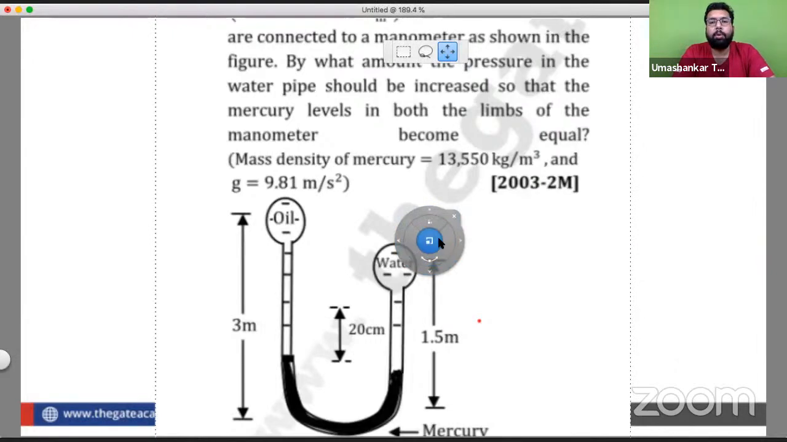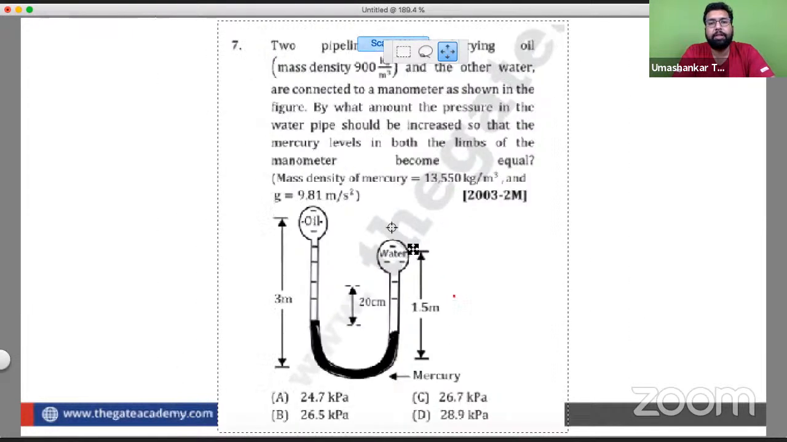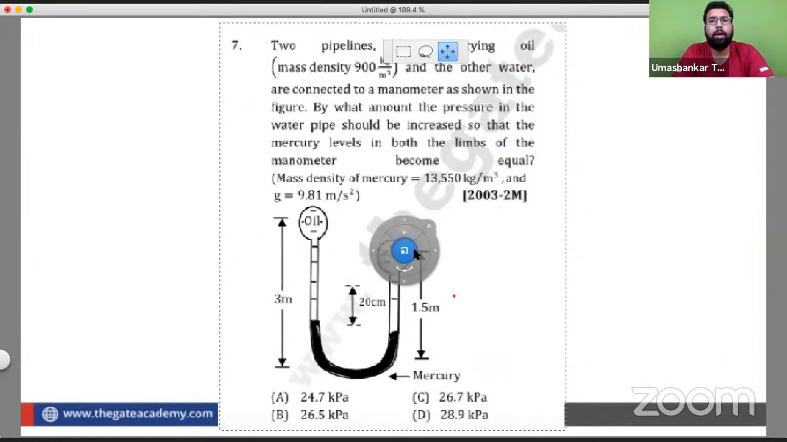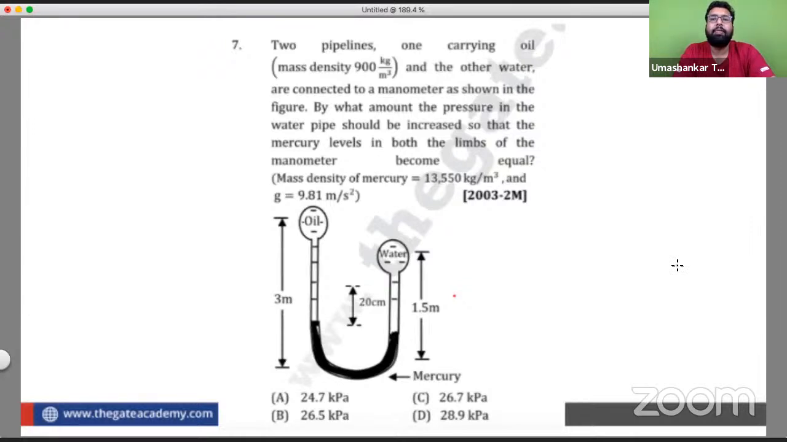Now I want you to do this question. This is a GATE civil engineering question. I like this question a lot. Please go ahead, let's see if we can do it or not. Please read the question properly and then try to solve it.